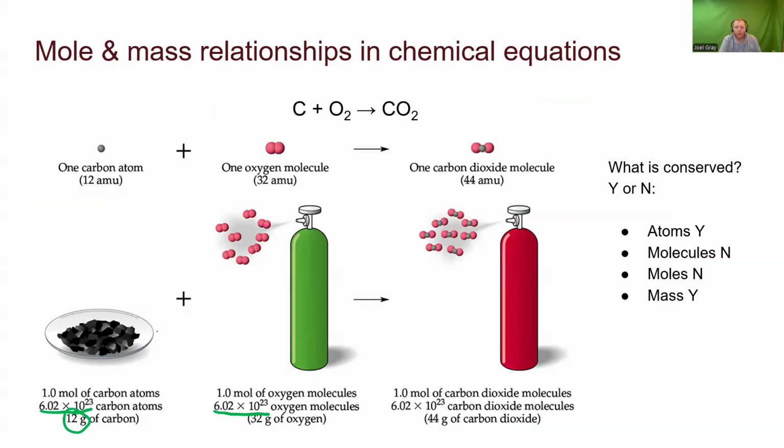Okay. Now, what this demonstrates right here is we've got these different quantities defined. 12 grams of carbon, 32 grams of oxygen is 44 grams of carbon dioxide. Now, what's conserved here? Is our mass conserved? Well, 12 grams and 32 grams come together to make 44 grams. So our mass is conserved. Okay, then what about our atoms?